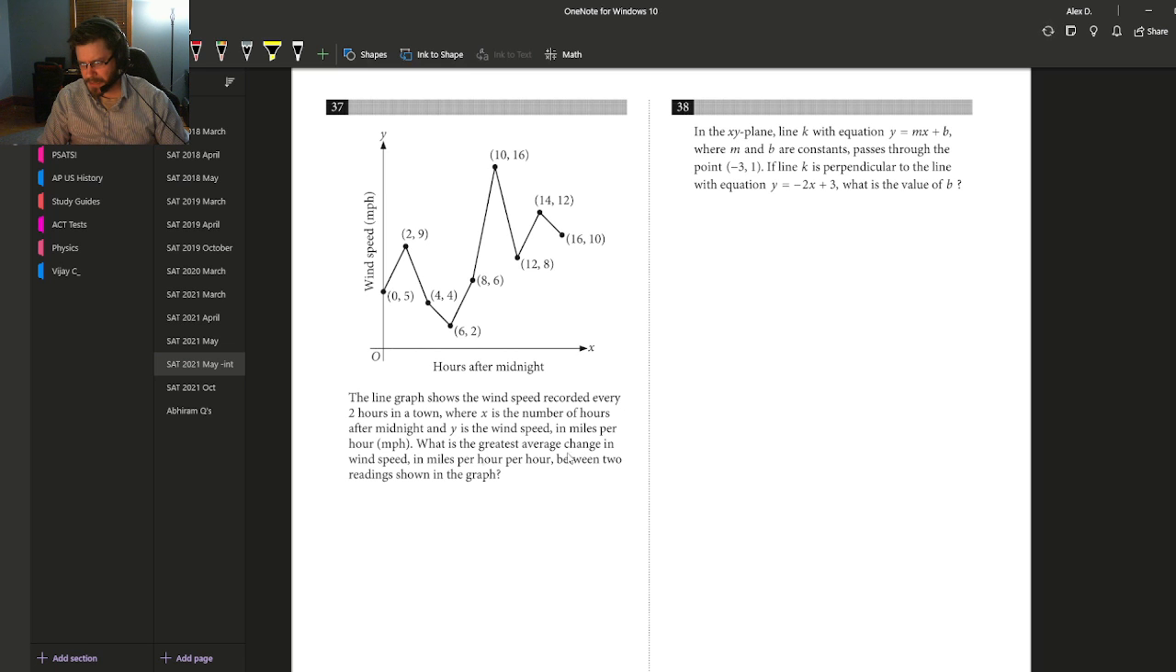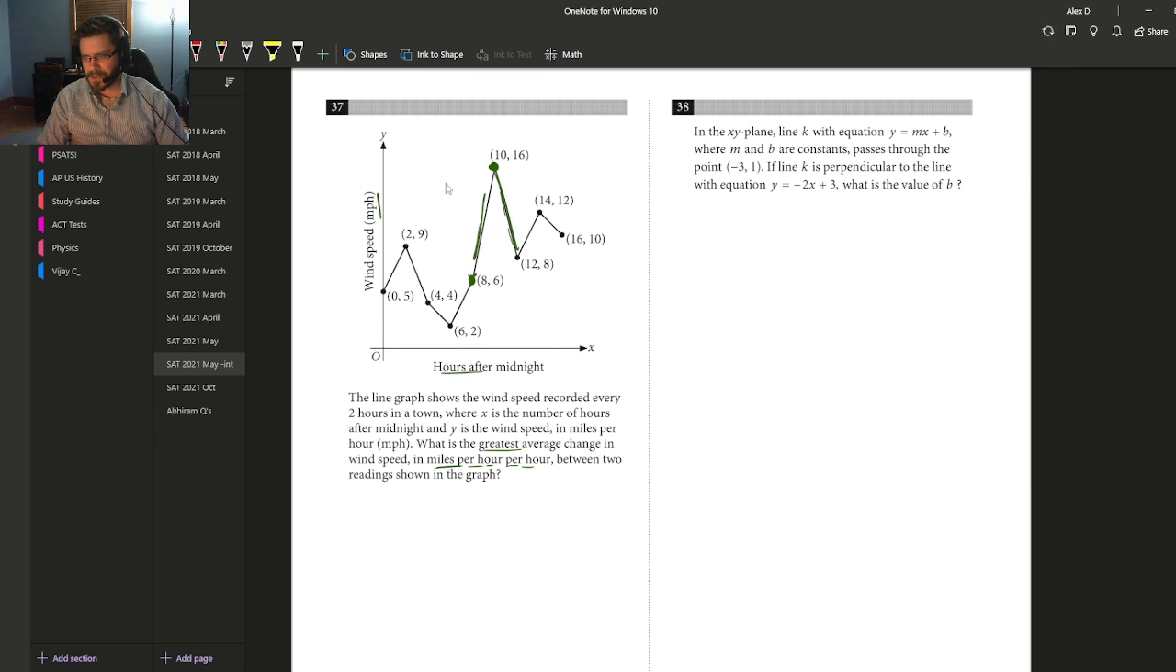What was the greatest average change in wind speed in miles per hour? Miles per hour per hour. Cool. Miles per hour between 2 readings shown on the graph. The greatest average change. So I want the steepest slope, essentially. That is either this slope here or this slope here, just eyeballing it.